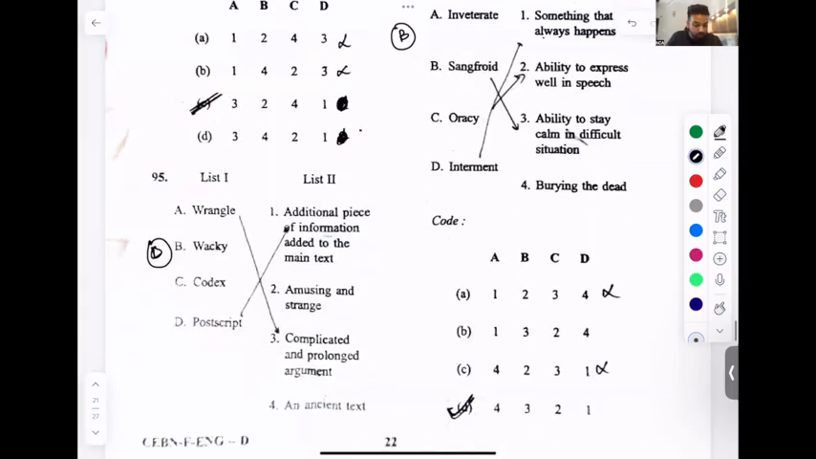95th, wrangle over an ashy shadow. Wacky is something that we say is amusing and strange. It's a wacky performance by him. So these things could have been taken up. Codex is an ancient text.